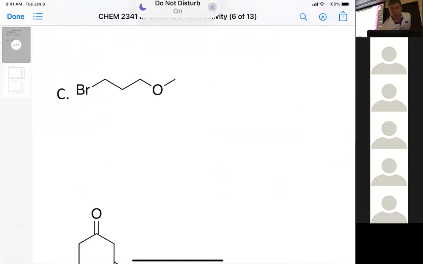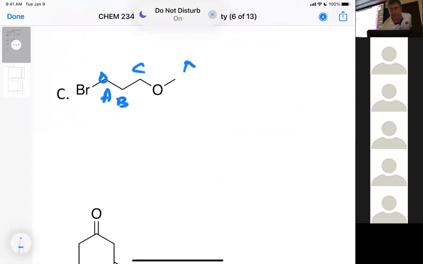Okay, so this is going to be A, B, C, and D. And which one's going to be most downfield? D, because it's bonded directly to the oxygen. What's going to be next most downfield? Probably C. And so we're going to have one for D here. It's probably going to be up around 60 to 75. That's going to be D.